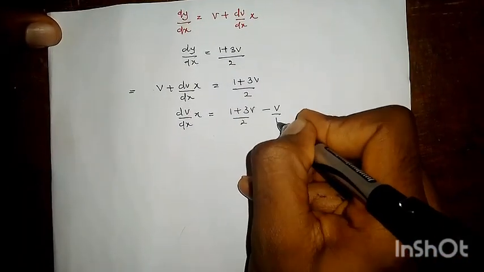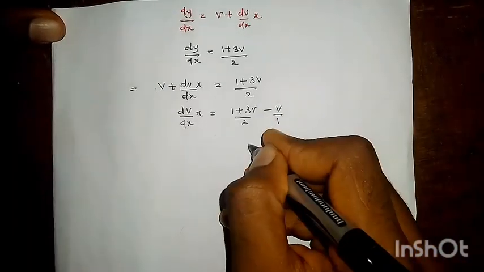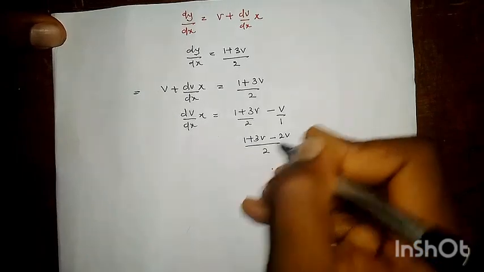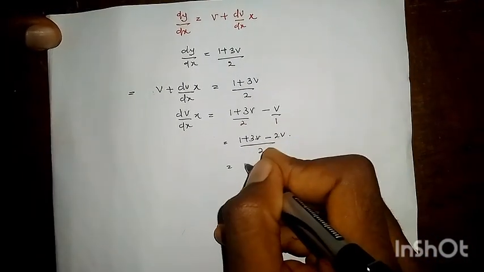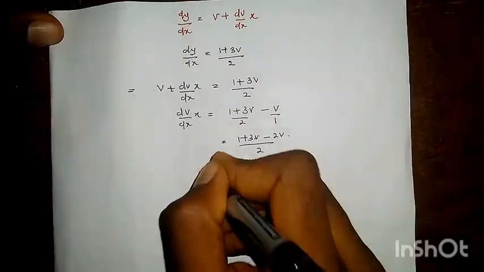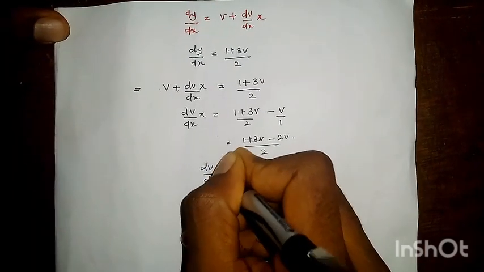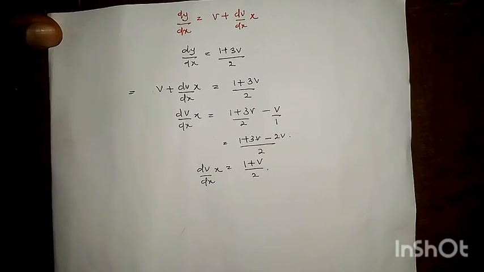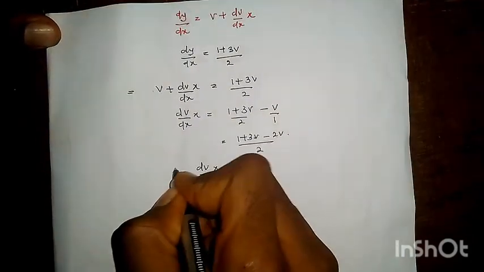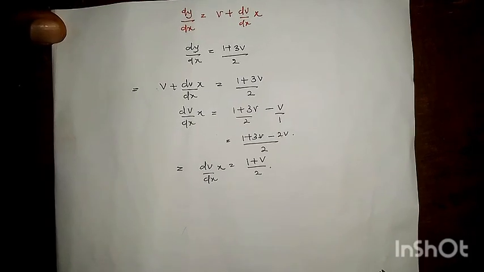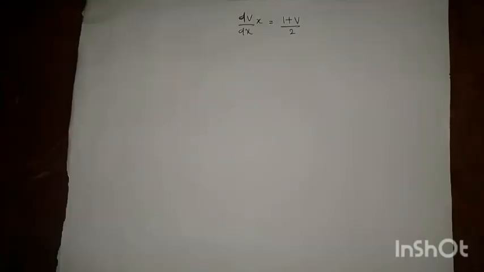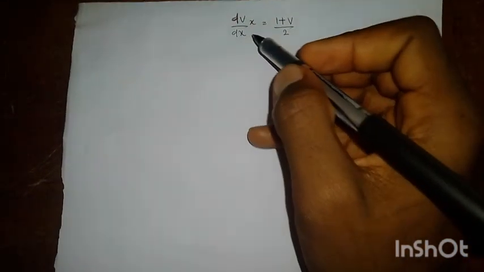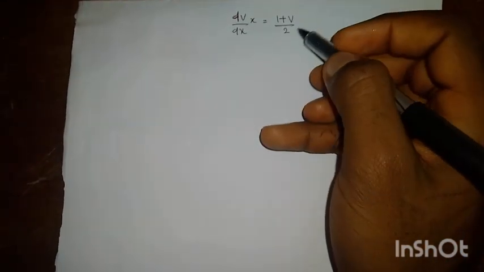Then I can basically say, put this over 1, right? So this is 2 into 1, that is 1 plus 3v minus 2v. So this is 3v minus 2v, that's (1 plus v) over 2. So that is taken. Now, what do I do here since I'm looking for my value of v? From where we stopped, we now have x dv/dx equals (1 plus v) over 2.